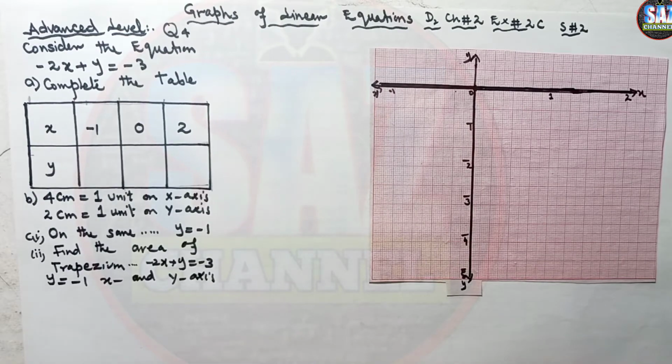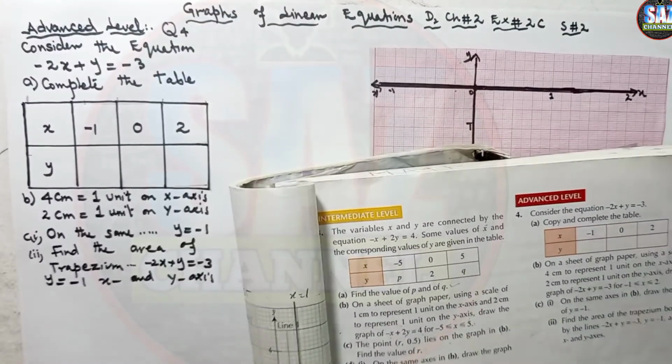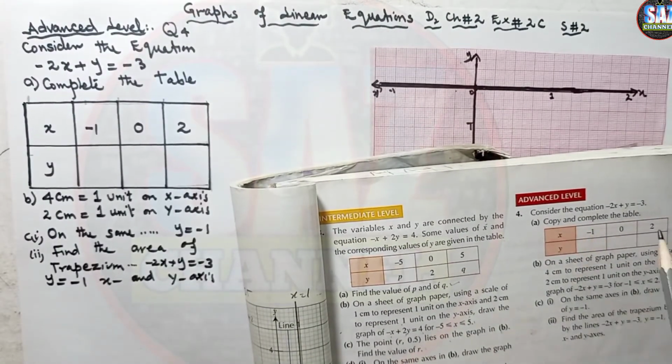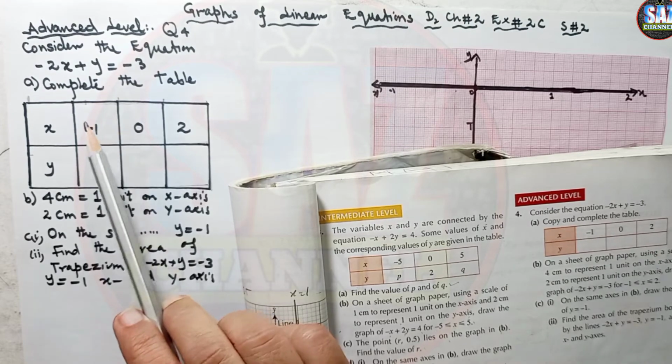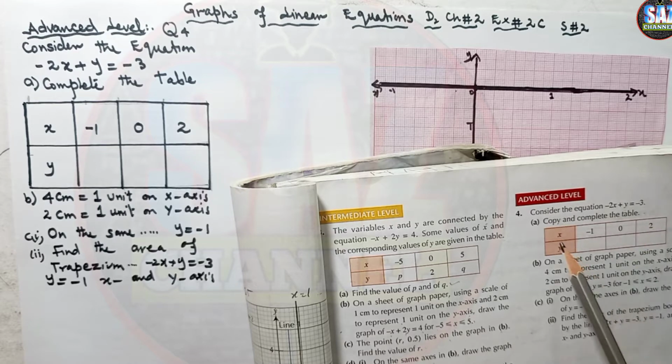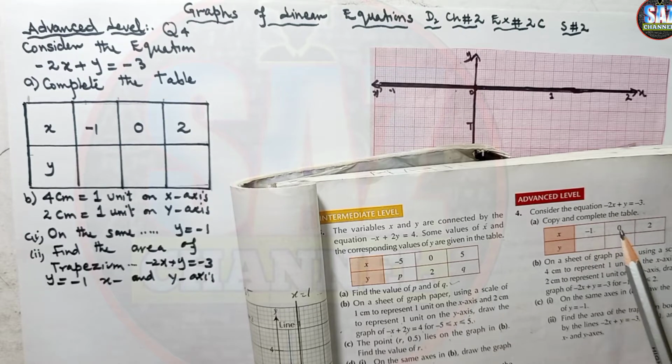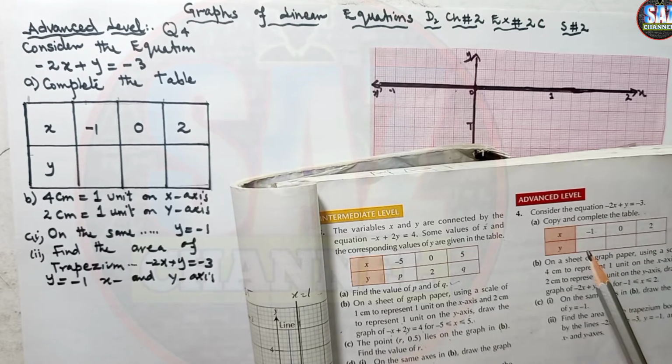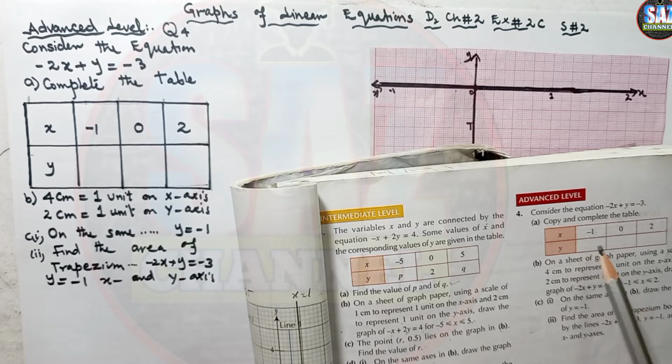Let's read the question first. The question says: consider the equation minus 2x plus y equals minus 3, and then we have to copy and complete the table that we are given with certain values of x equals minus 1, 0 and 2, and we have to find the corresponding values of y. To obtain these values of y, we have to replace values of x in this equation carefully, and we will get the corresponding values of y.